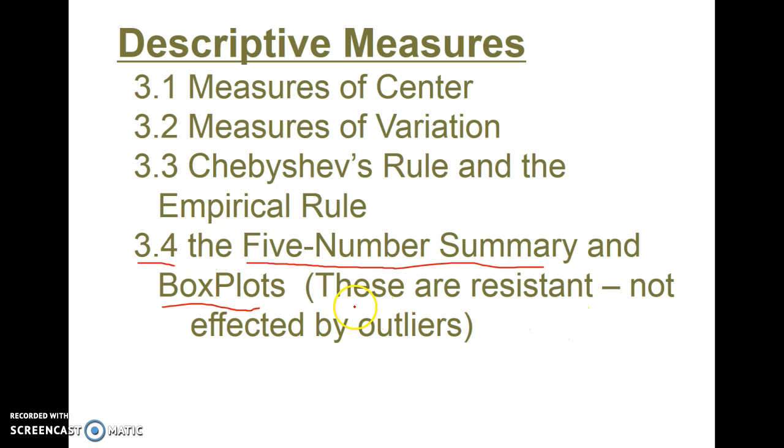And one of the important things about this lesson is these things we're going to be talking about today are resistant, which means they are not going to be affected by outliers. So if we have one really big or one really small number, it's not going to pull the 5-number summary way to the right or way to the left, which is a good thing, and one of the reasons why we want to use box plots and the 5-number summary to describe data that we collect.